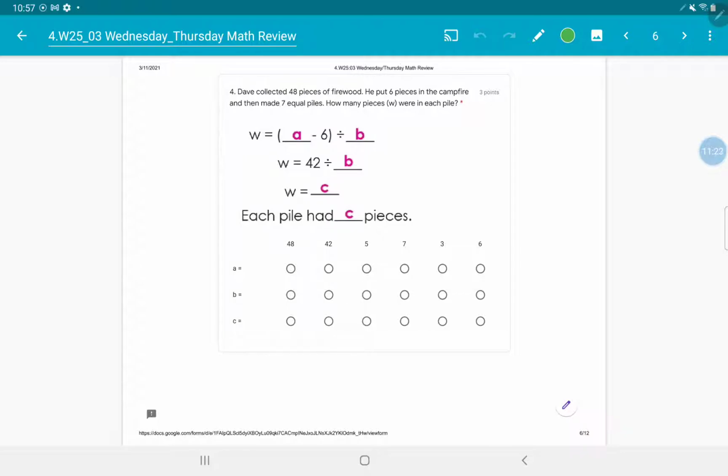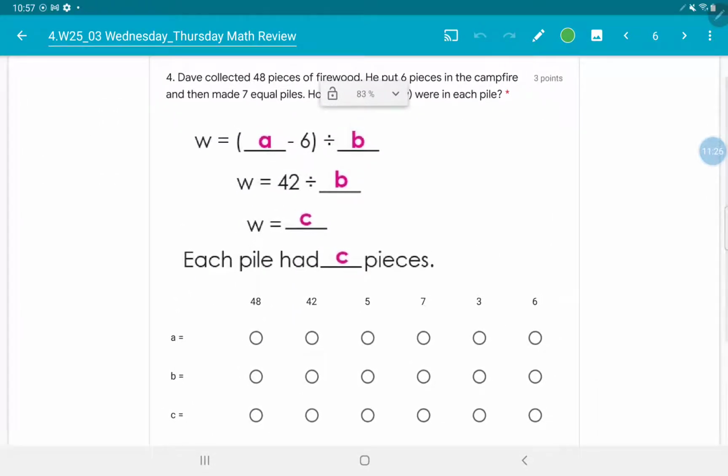Dave collected 48 pieces of firewood. He put 6 pieces in the campfire and then made 7 equal piles. How many pieces, or W, were in each pile? How many pieces did he start with, Amy? He started with 48. So A is going to be 48. Then what happened to the 48 that he had? What happened, Olivia? Minus 6. How do we know that he took away 6? What in the story tells us that we need to take away 6? He put 6 pieces in the campfire.